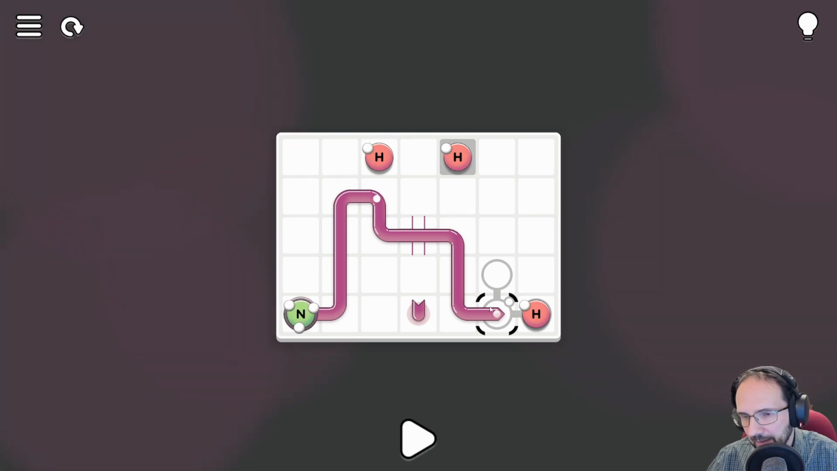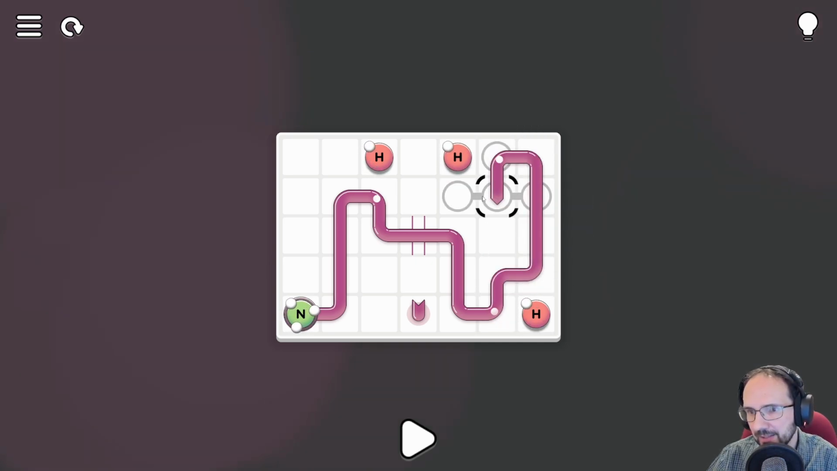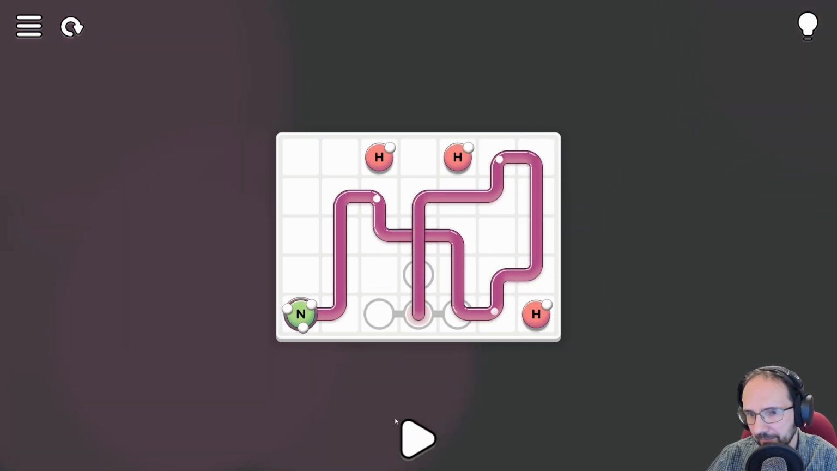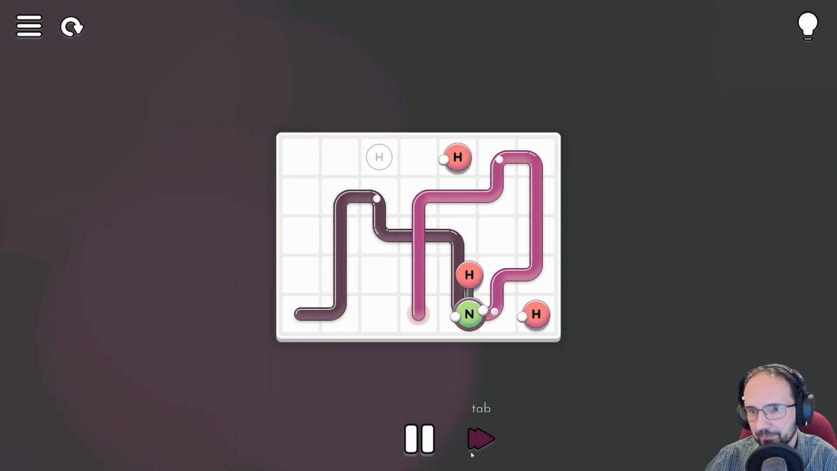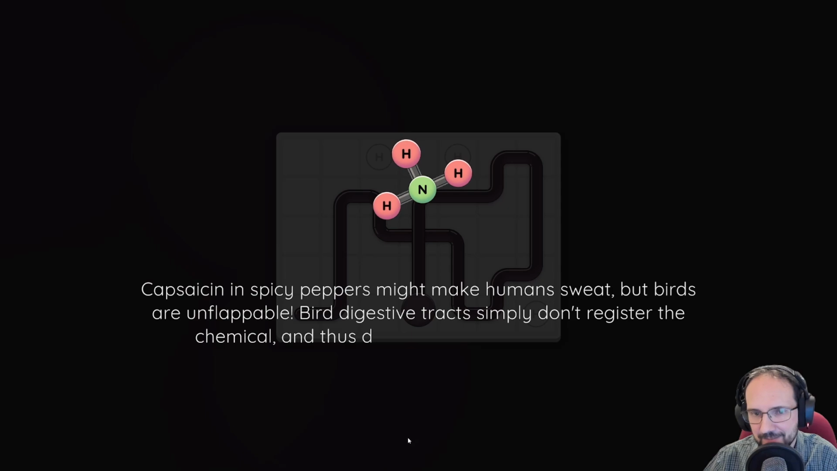Do that. Am I going to get him on my left? I guess I'm going to go up like that. Across there, down there, down there, down there, and out. Travel the same tile twice.